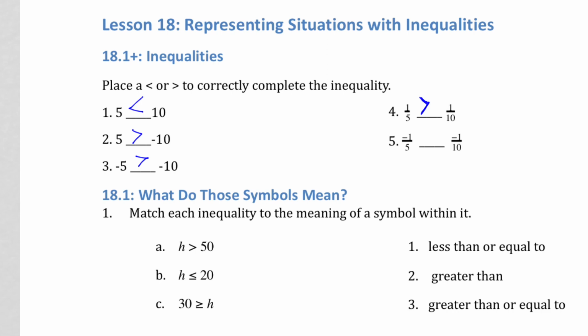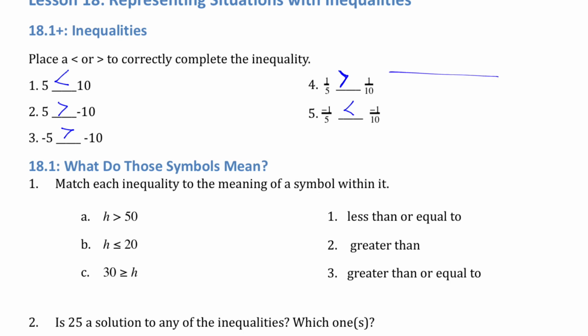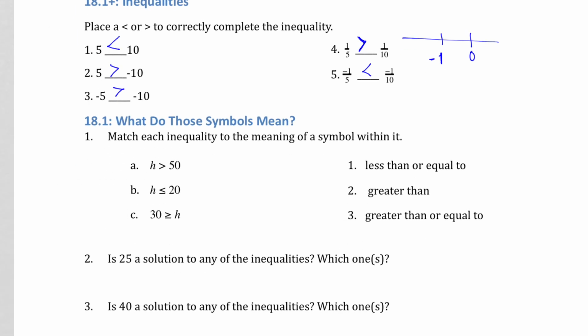Because it's going to be, 1/5 will be on the number line. You guys remember looking on the number line to 1. The negative 1/10 will come before the negative 1/5. Okay? What do these symbols mean?